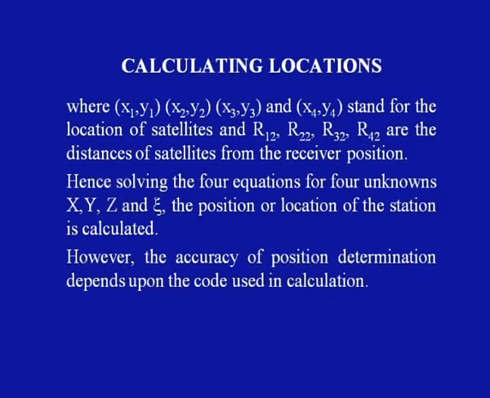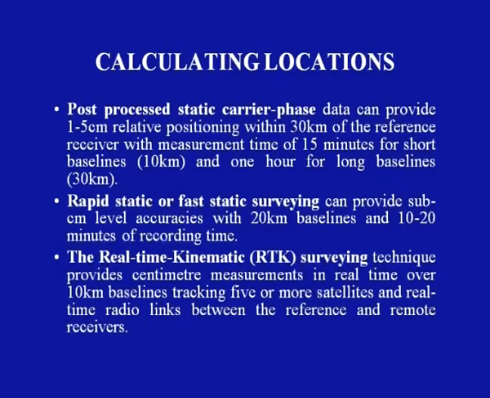By solving the 4 equations that we have, we can find out the 4 unknowns, which will help us in determining the position, that is X, Y, Z and xi. The location of the station is now calculated. However, the accuracy of the position determination depends upon the code used in the calculation. When we are talking about the type of code, let us look at what type of accuracies we may have using different types of codes.